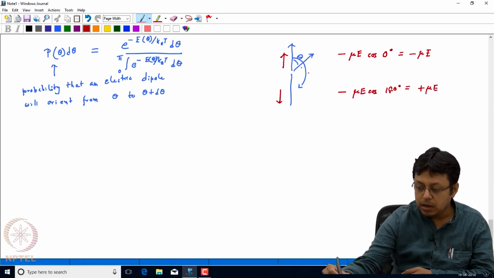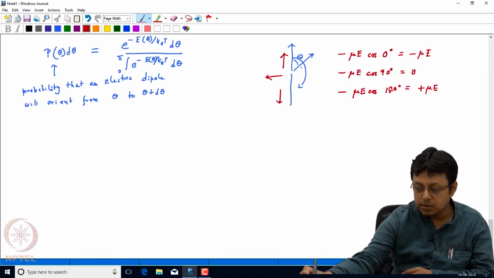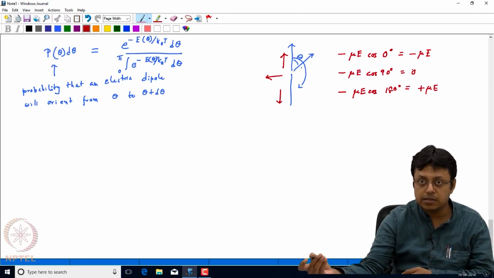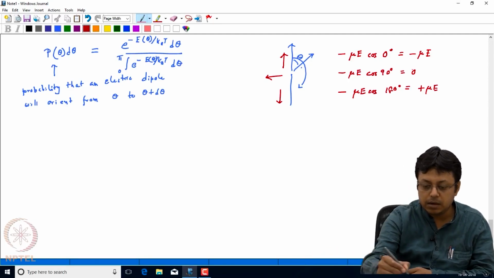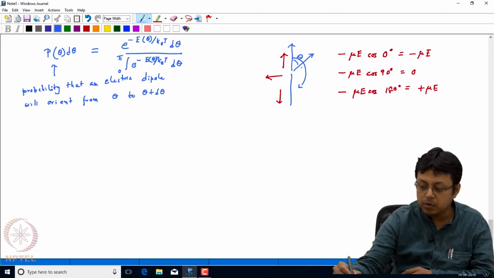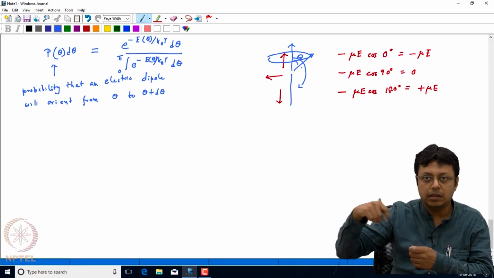And in between, I'll have an orientation which is something like this, where the dipole has energy of mu e cosine 90 degree, which is 0. So that was the reference potential energy. Now we can think there will be many orientations, but the dipole can be oriented at any angle in the other direction also.